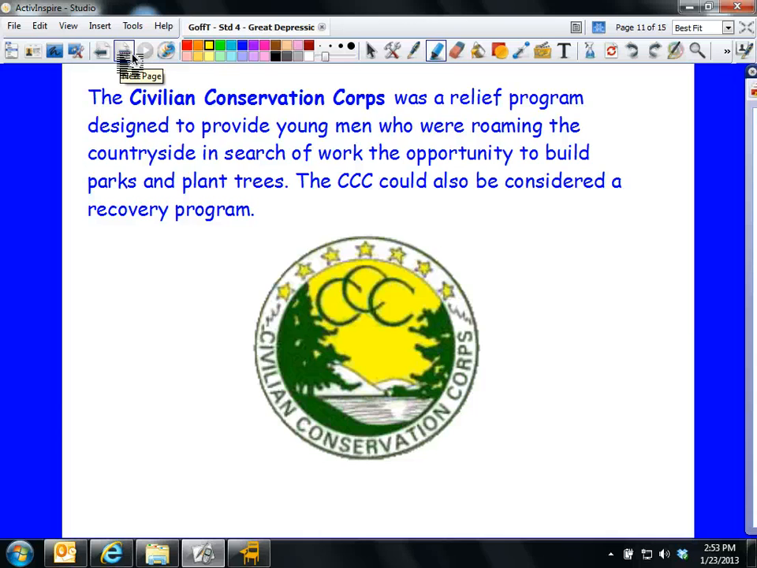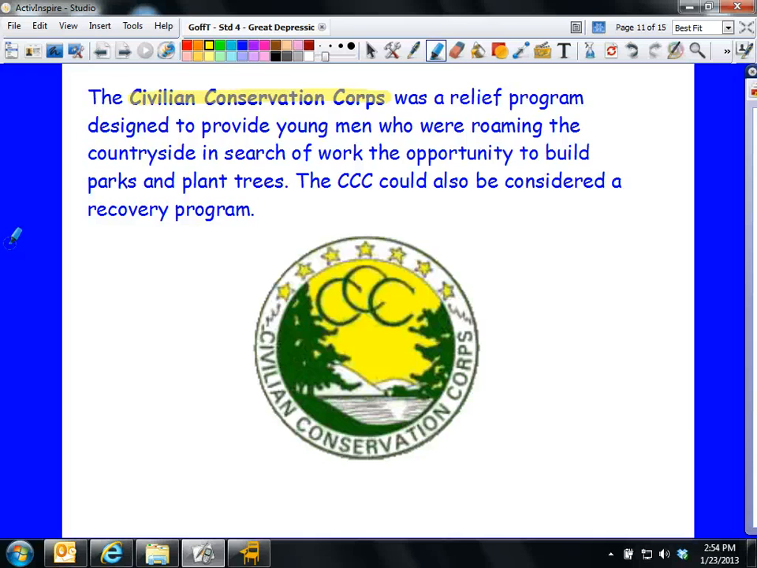The Civilian Conservation Corps was a relief program designed to provide young men who were roaming the countryside in search of work the opportunity to build parks and plant trees. The CCC could also be considered a recovery program. So the Civilian Conservation Corps actually was responsible for one thing local that I'll mention, in that Kings Mountain National Military Park was actually built because of the CCC. That park went into existence during this time period and was created by those unemployed that were looking for work.